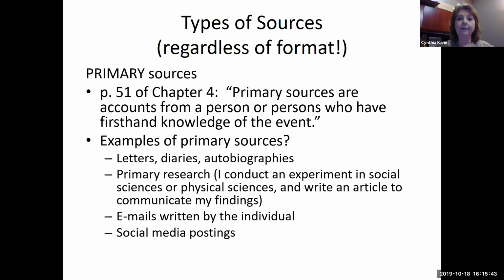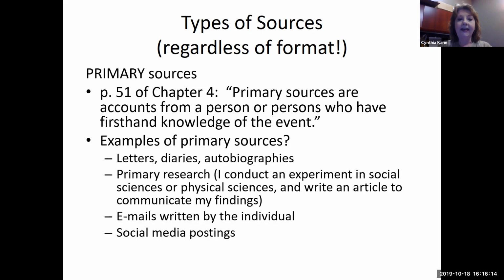So for example, I might conduct a scientific experiment, and then I would write a scholarly journal article to talk about my experiment, to communicate my findings, and to reach a conclusion for further research. That's another way that one can think of a primary source. So if any of you are in the natural sciences or the physical sciences, or even in a field such as psychology in which experiments or testing might be done, that's also primary sources or primary research.